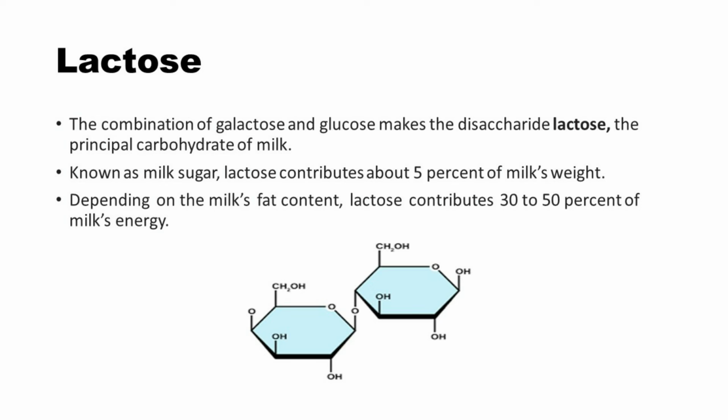The combination of galactose and glucose makes lactose, the principal carbohydrate of milk. Lactose contributes about 5% of milk. Depending on the milk fat content, lactose contributes 30 to 50% of milk sugar.